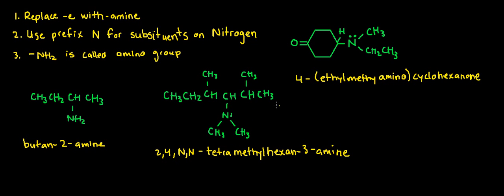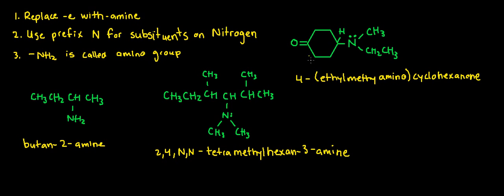So the hexane is the longest carbon chain. There are 1, 2, 3, 4 methyl groups. And this is on carbon 2, this one's on carbon 4, and these two are part of the nitrogen. So that's where the N,N comes into play. If it was something else, then we would use a different methyl name. So we'll see that in the last example as well.